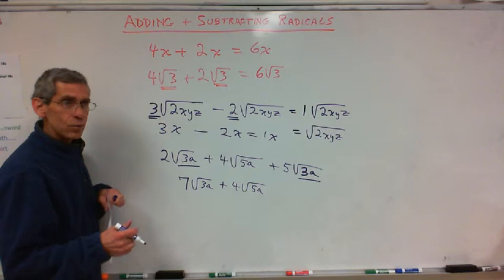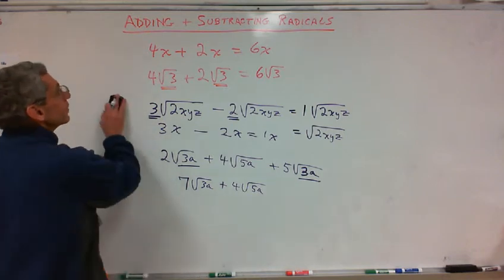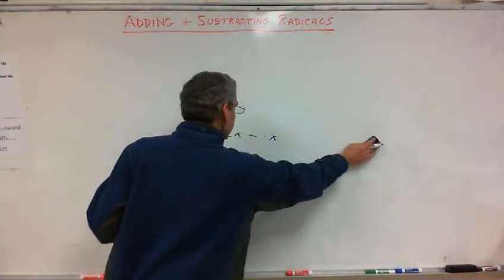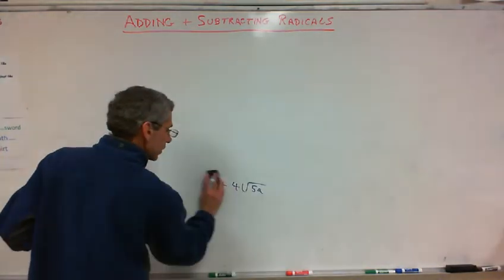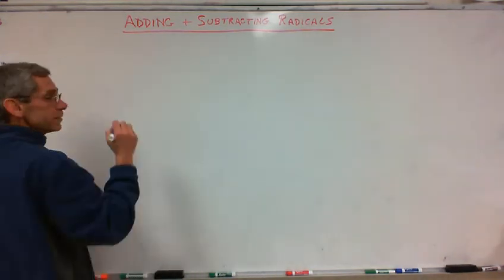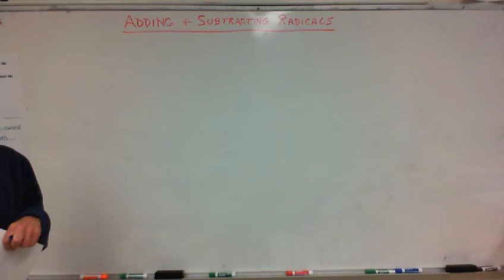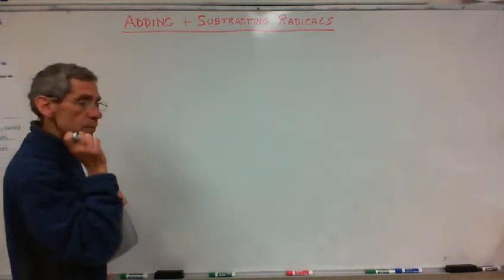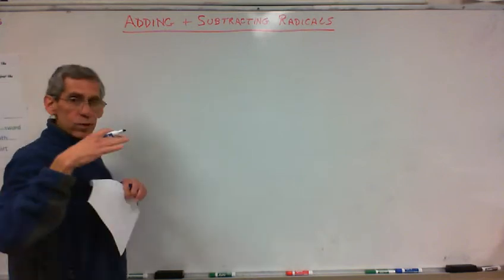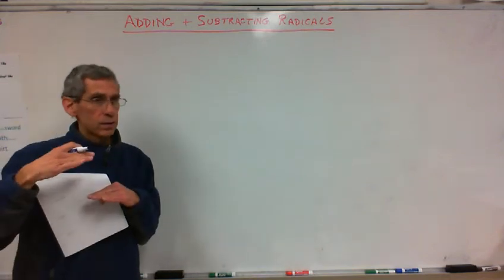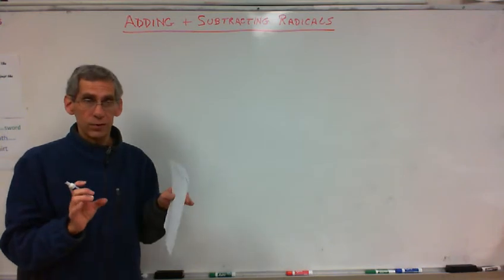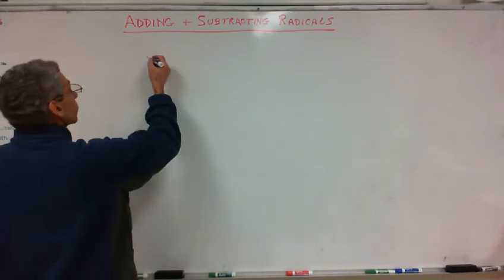Okay, so can I erase all this? Because now we're getting into the real thing. There were actually a few problems on the homework, and I told you guys you didn't have to do them. Towards the end of the second page on the homework, there were problems where you had square roots and what was underneath the square roots were not the same numbers. And so we're going to try some of those.